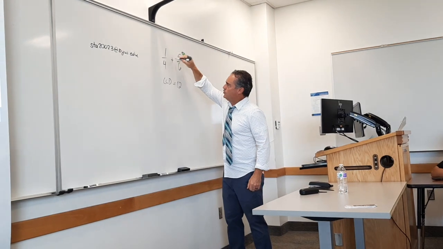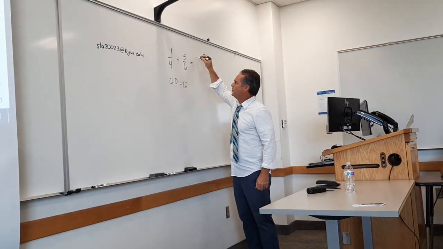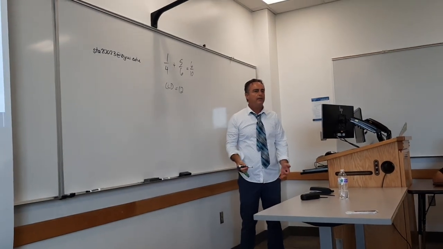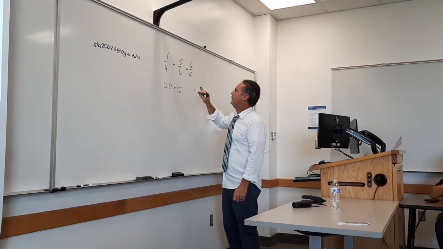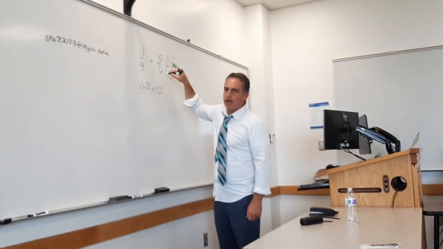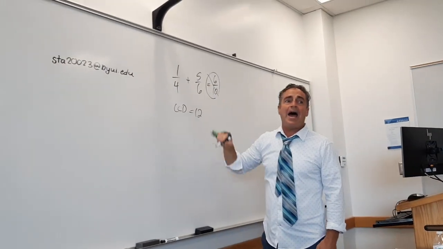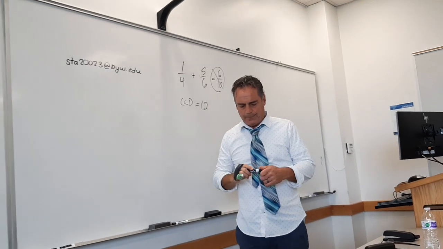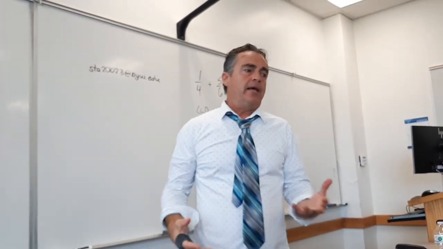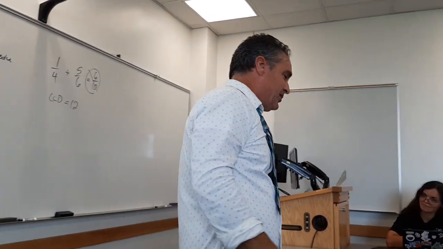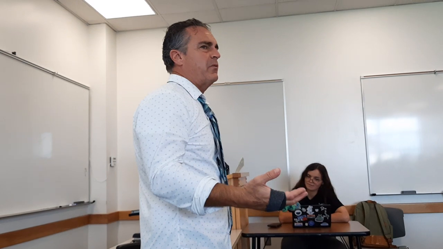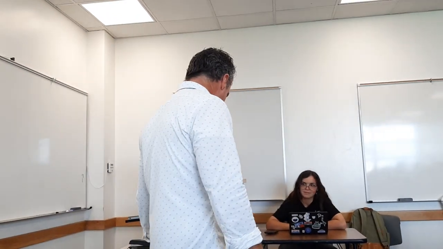If I add these two fractions, can I say that 1 plus 5 is 6 and 4 plus 6 is 10? Is that correct? No. I can't do that. That is not correct. These have to be the same in order for me to add or subtract fractions. So there's a reason why we find LCMs, because LCMs are LCDs, and there's a reason we find LCDs: they're the only way we can add and subtract fractions.